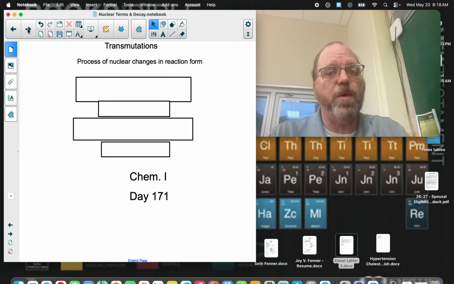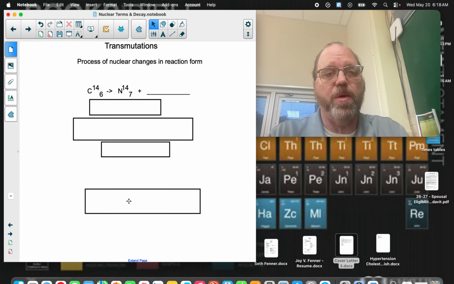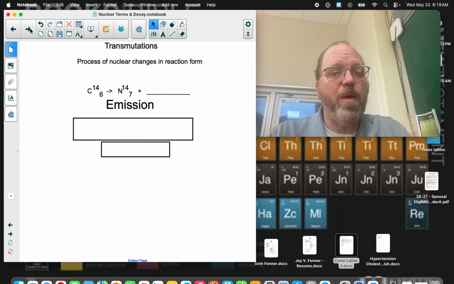All right, so here's what we're going to do. We're going to take a reaction. This is one of the reactions that is really important to go through. This is carbon-14, carbon dating. All right, now, how does this work? Well, we're going to generate what's called an emission. What do we mean? When we do this, we're going to generate an electron.